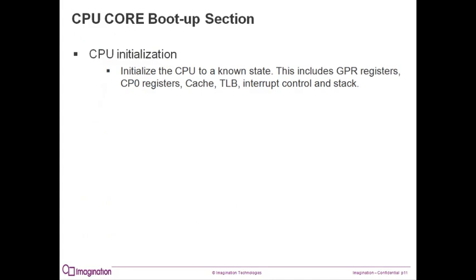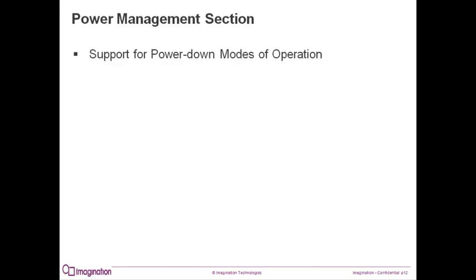The CPU core boot up section of the class gives you a coding example of what needs to be initialized for a MIPS core. Power is a factor of the clock frequency. The lower the frequency, the lower the power. The Power Management section shows you coding examples on how to regulate the clock frequency by the use of a CP0 control register to control an external pin interface or through the use of a wait instruction.